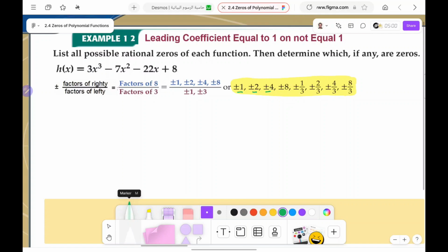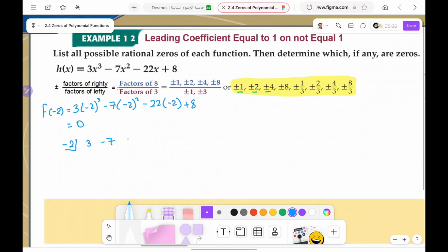Okay, now after I replaced all the numbers in the calculator, I discovered that negative 2 is giving me 0. So if I replace negative 2 in the function, f of negative 2 is equal to 3 times negative 2 cubed minus 7 times negative 2 squared minus 22 times negative 2 plus 8. When I replace it, I get 0. So that means negative 2 is a factor. So now let's do the synthetic division.